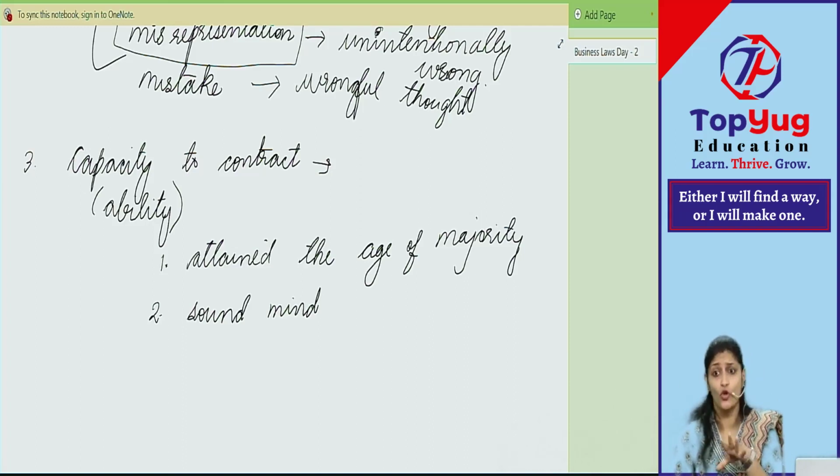So whenever you enter into contracts, those contracts should be entered only with sound mind people. Both the parties should have sound mind, then only valid, otherwise not valid. Why? Because a person of unsound mind has no capacity to enter into contract, has no ability to enter into contract as per law. Okay.